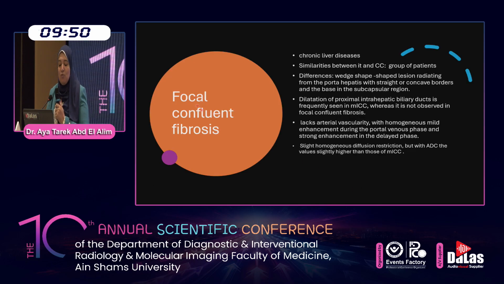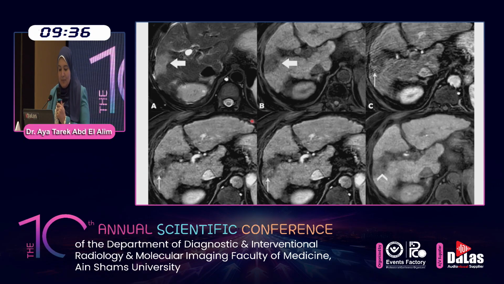Second one is focal confluent fibrosis. I think this one is easy to differentiate because it's peripheral, wedge-shaped, subcapsular, and has sharp edges with gradual filling in, so we can differentiate it easily. Like this, the edge is sharp, subcapsular, in the background of liver cirrhosis, with gradual filling in, so it is confluent fibrosis.